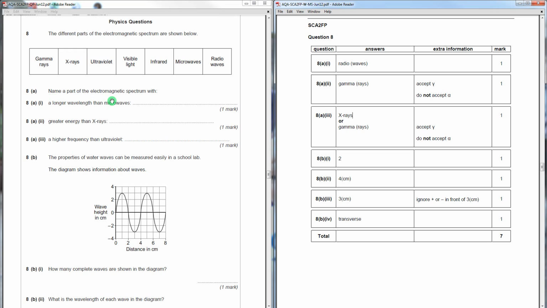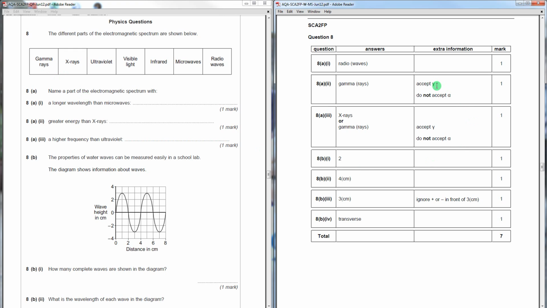So a longer wavelength than microwaves. Well, we find microwaves on the diagram. We go to the long wavelength end. The only option is radio waves, as it says on the mark scheme over here. Greater energy than X-rays. Well, again, we find X-rays, and we said the high energy end is the gamma ray end, so the only thing with more energy than X-rays is going to be gamma rays.